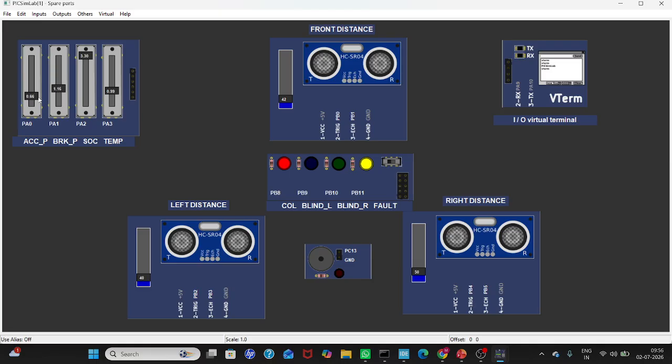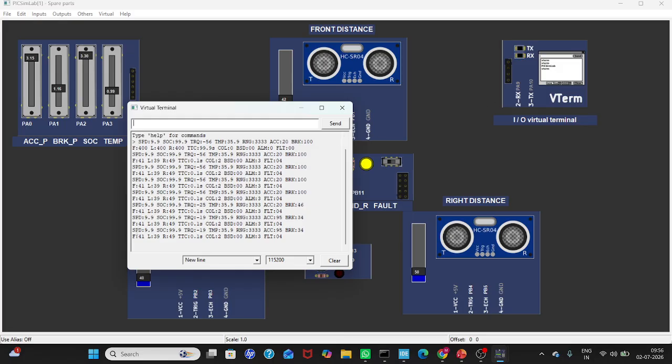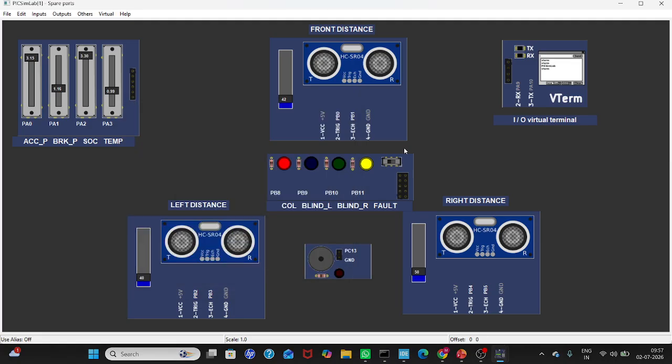And here, when I reduce the brake and increase the acceleration, if we observe this IO port, brake is decreased to 34 and acceleration is increased to 95. Clearly, time to collision is 0, and speed is also increasing with respect to acceleration. Now the front distance is very low, so it is showing the red light and the warning also.